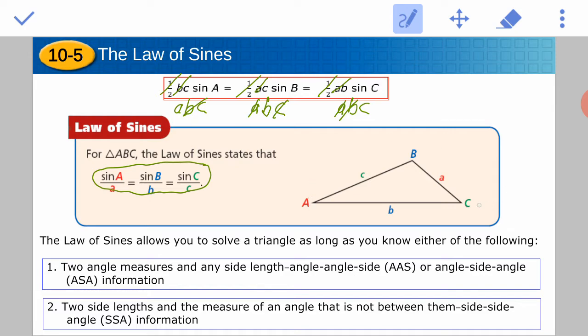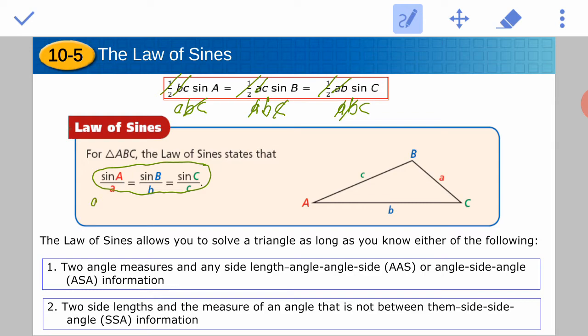Guys, in any triangle there are 6 components, 3 angles and 3 sides. The law of sines: sine of angle A over the opposite side is equal to sine of angle B over the opposite side is equal to sine angle C over the opposite side. I can flip this formula.